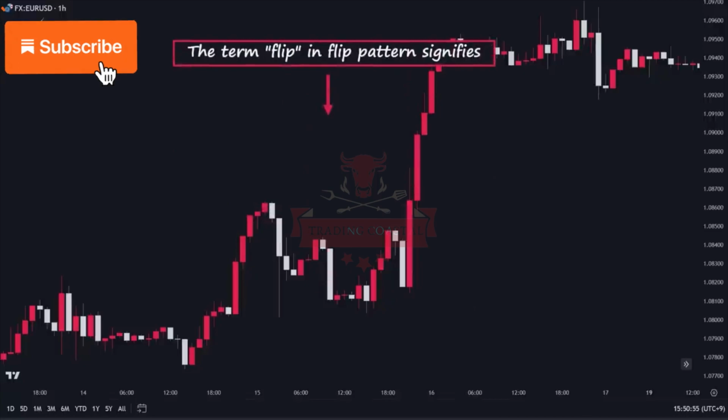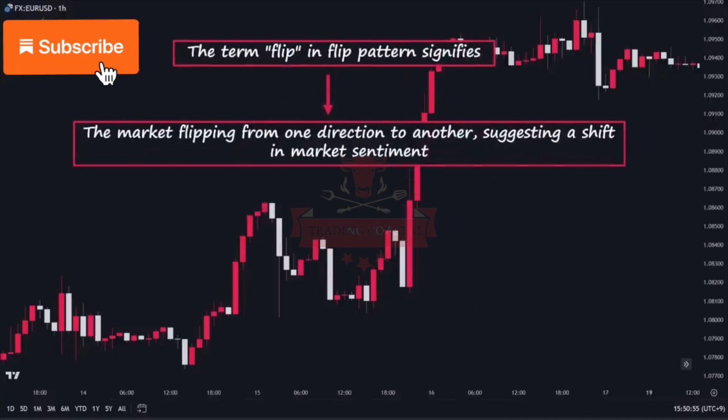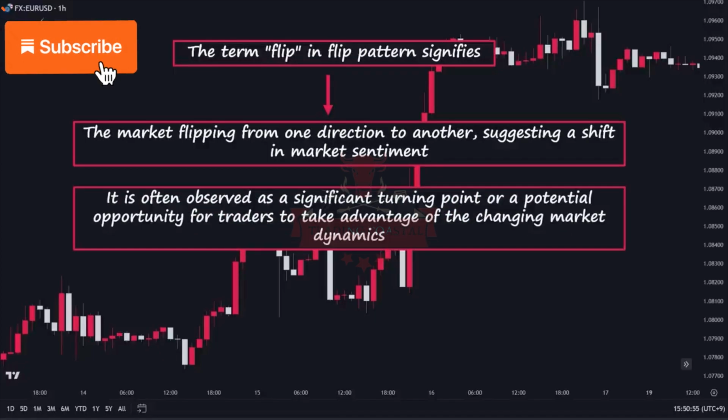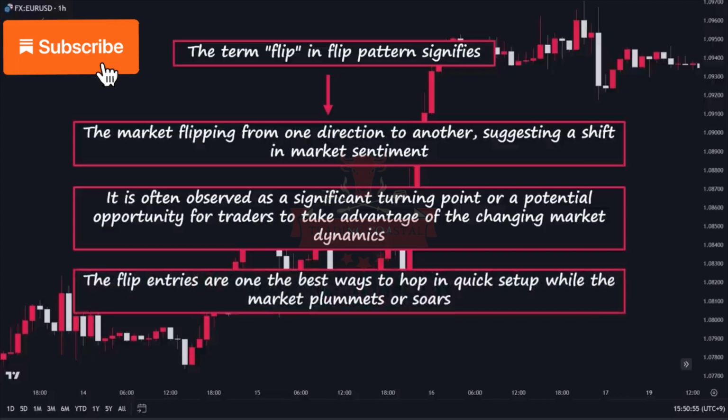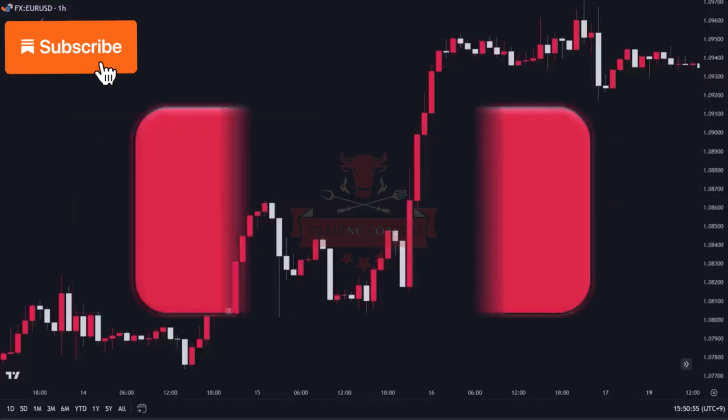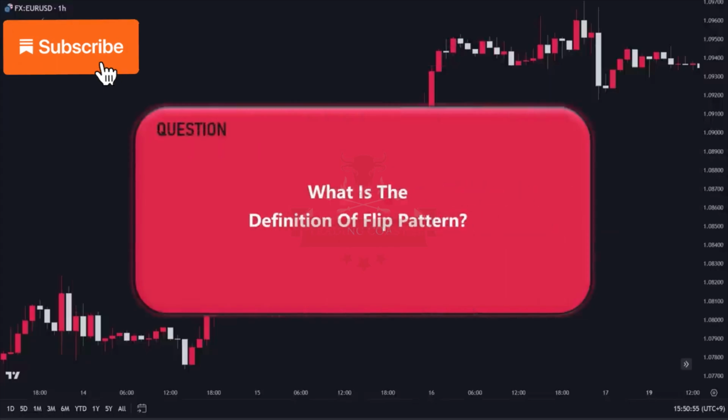The term flip in flip pattern signifies the market flipping from one direction to another, suggesting a shift in market sentiment. It is often observed as a significant turning point or a potential opportunity for traders to take advantage of the changing market dynamics. The flip entries are one of the best ways to hop in quick setup while the market plummets or soars. So, what is the definition of flip pattern?